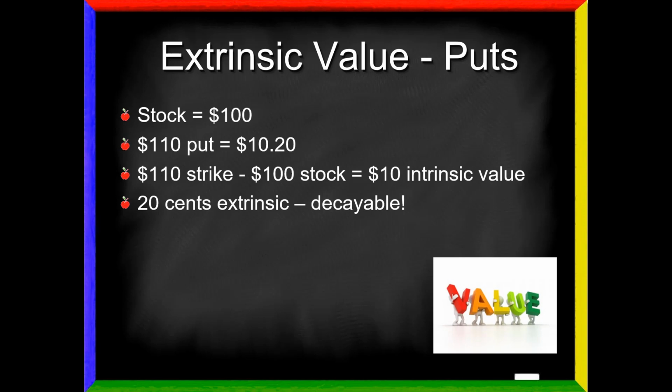So if this option sits here between now and expiration and the stock price stays at 100, we're only going to lose 20 cents from time. What would it take to lose the $10? Stock price would have to rise to 110 or above. But the passage of time by itself is not going to affect that $10 intrinsic value.